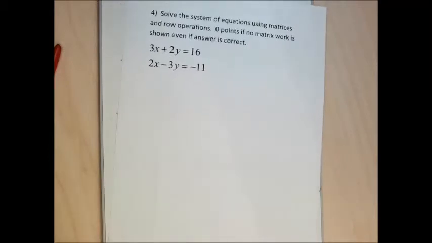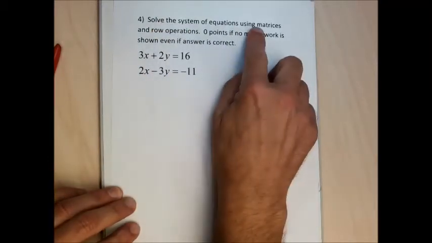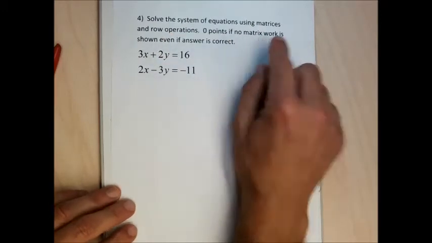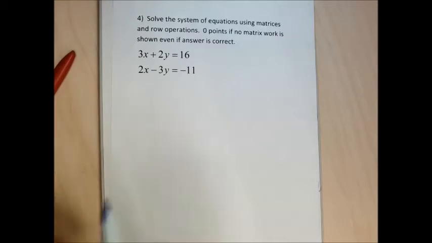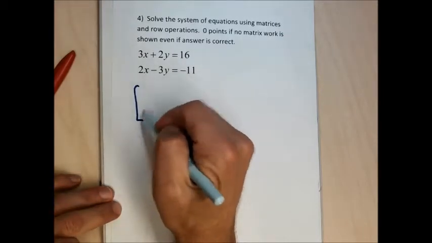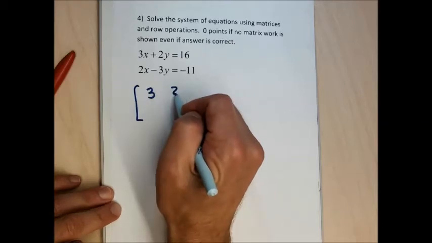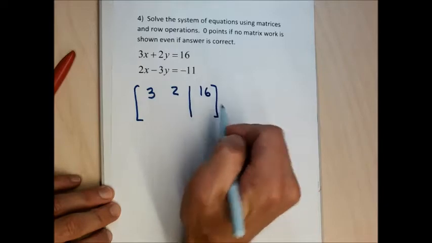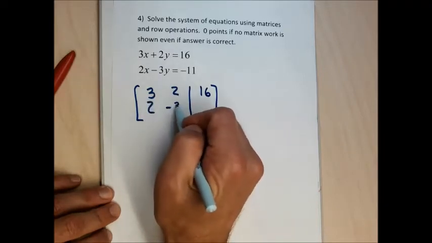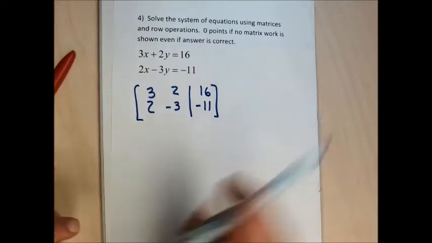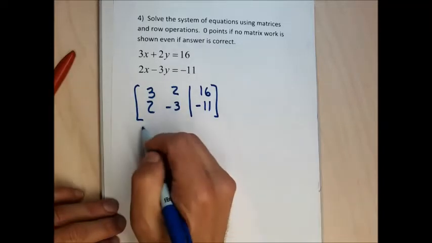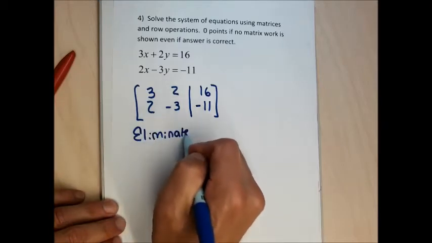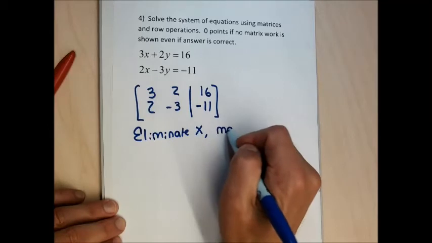Question 4 is doing matrices by hand. It's to solve this system of equations using matrices and row operations. 0 points if no matrix work is shown, even if the answer is correct. So what I need to do this by hand is I need to create a matrix. And usually when I create a matrix, I write the problem without the letters, and I leave a bar where the equal sign was just to kind of separate it. Step 1 is going to be to eliminate the x's and make a new bottom row.